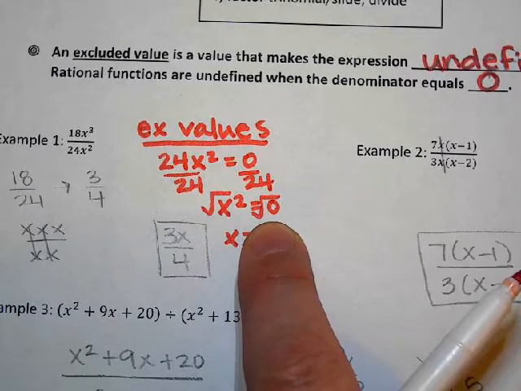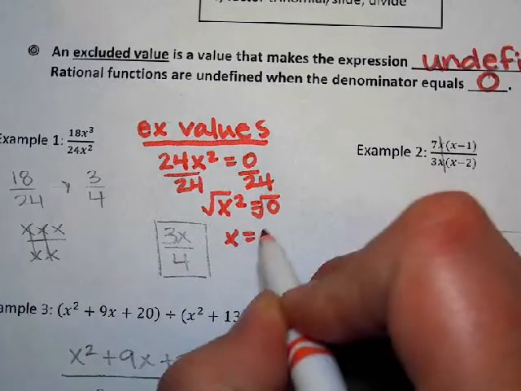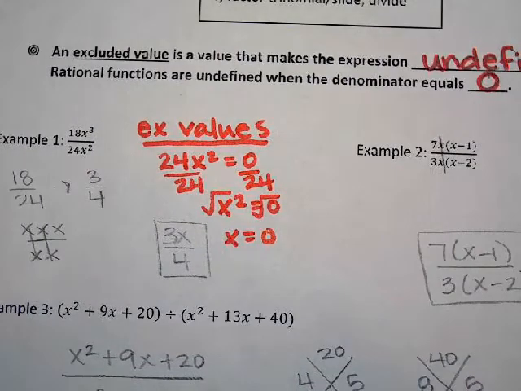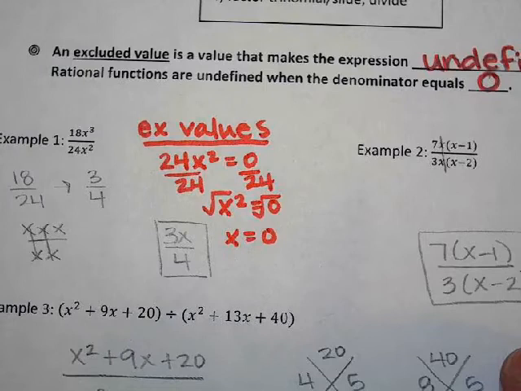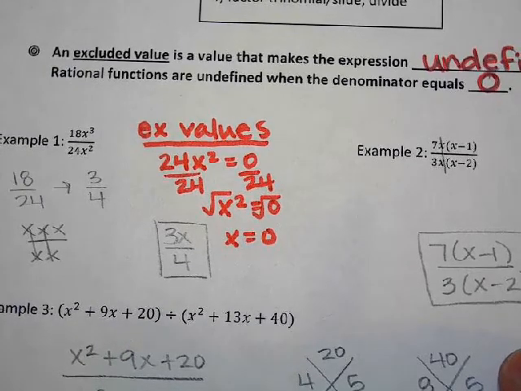Now these are excluded values. Excluded values are numbers that you cannot have. You can't plug this in. So of all the numbers you are allowed to use, this is the one number you can't have. You can't have 0. You can use 1, you can use 2, you can use -5, you can use pi, you can use tau, you can use Euler's number, you can use Avogadro's number.